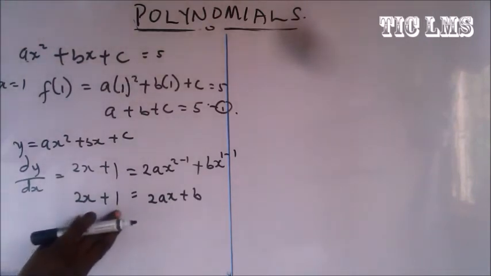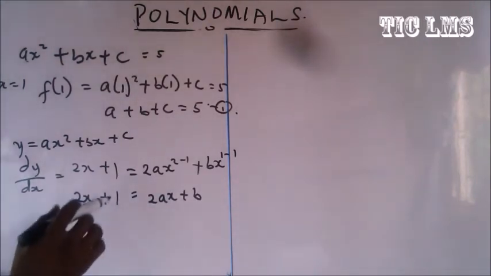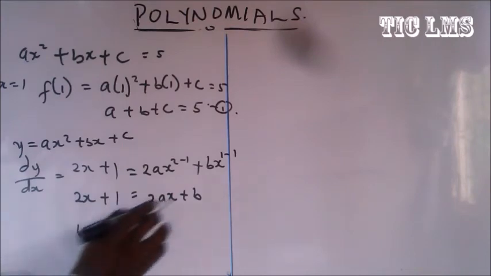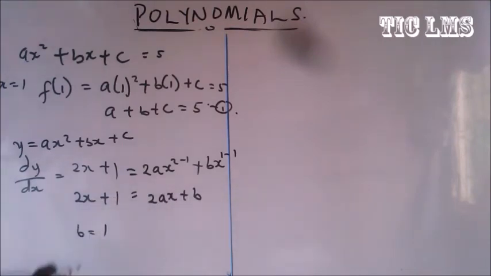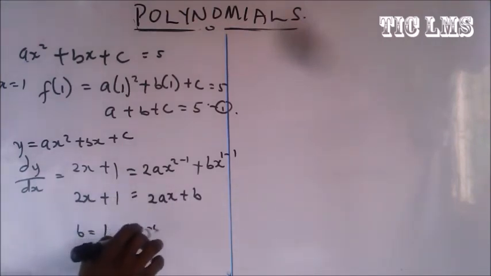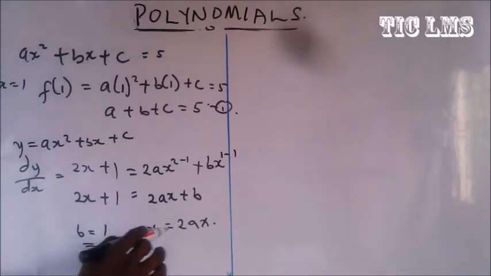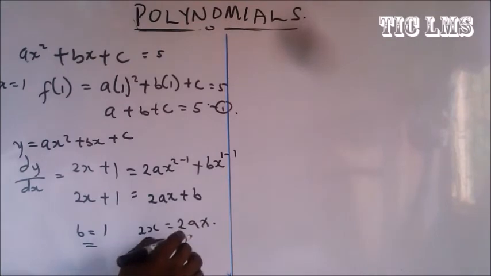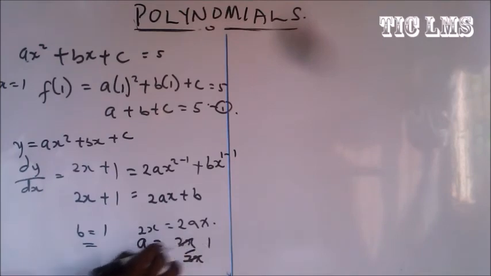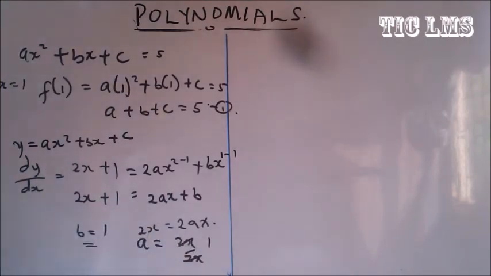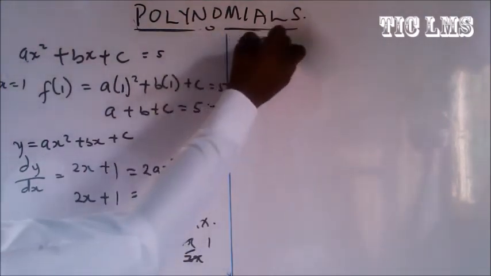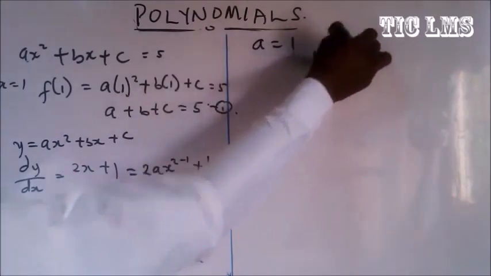And if that is the case, we could equate this with this. How do we equate it? We'll have that b over here is 1. And then we have that 2x equal to 2ax. If that is the case, we could say that a equals 2x over 2x, and when we cancel this, we have 1. From what we have here, it means that a is also 1 and b is 1.